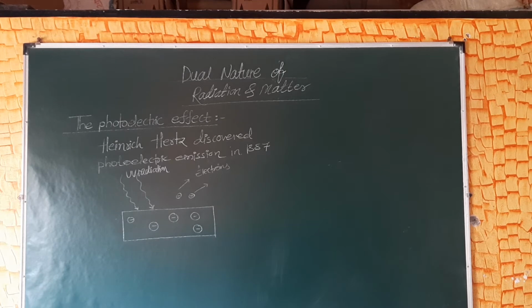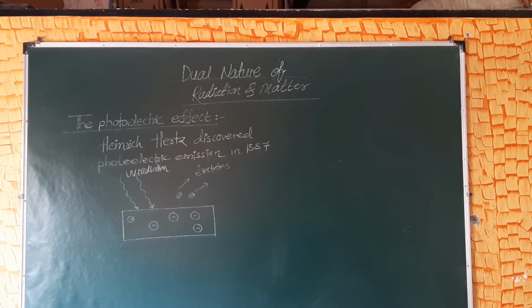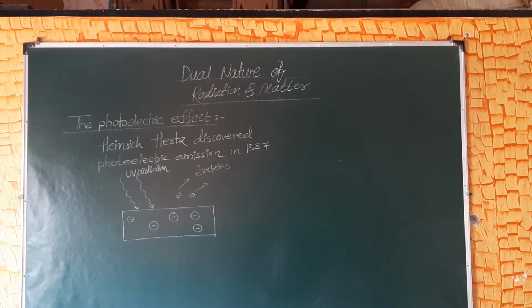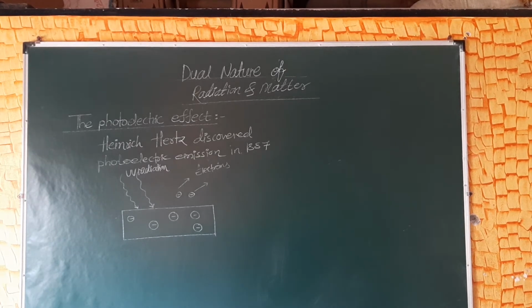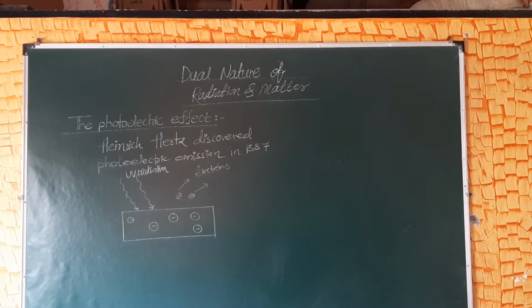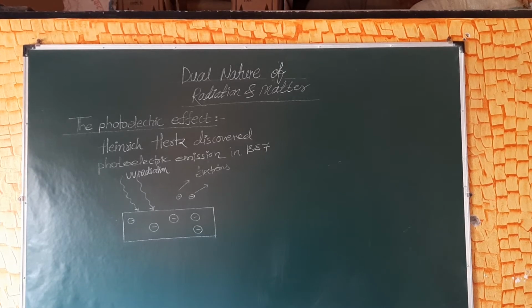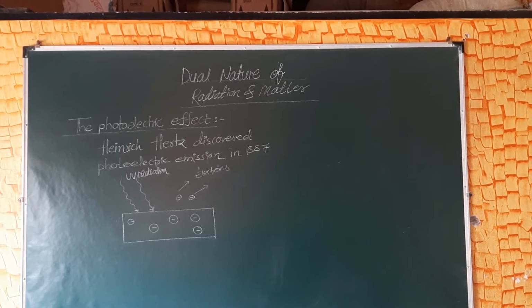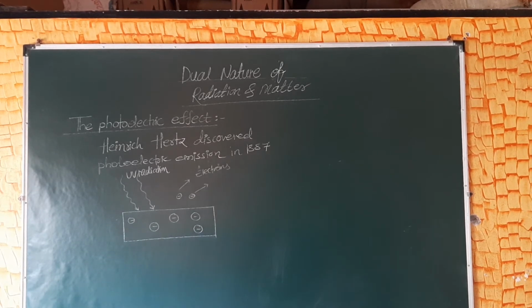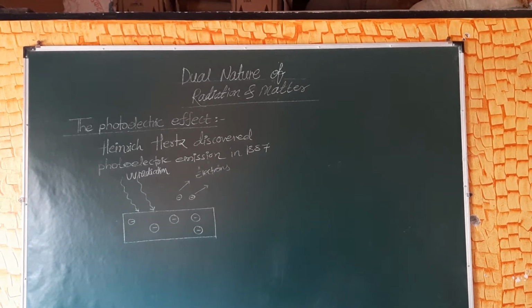The surface which emits electrons when illuminated with appropriate radiation is known as photosensitive surface. Actually, whenever he performed experiments, he noticed that when ultraviolet light is incident on a metal electrode, a high voltage spark passes across the electrodes. So actually electrons were emitted from the metal surface. The surface which emits electrons when illuminated with appropriate radiation is known as photosensitive surface.